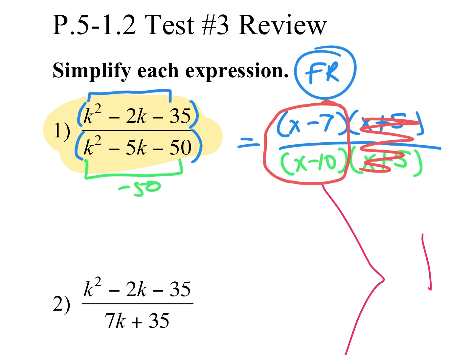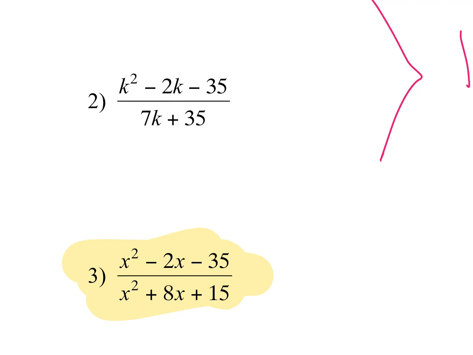You cannot cross out the x's there, guys. X is stuck to negative 7 in the top. X is stuck to negative 10 in the bottom. Those are together. You cannot cross them off. Do y'all see that? All right, another example.